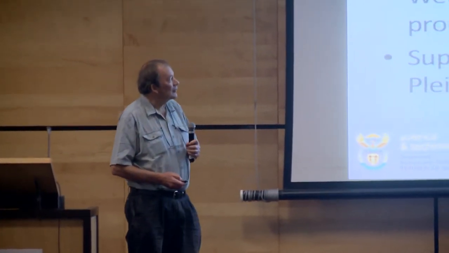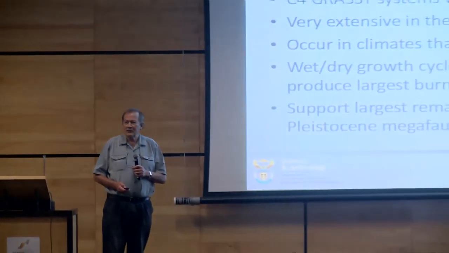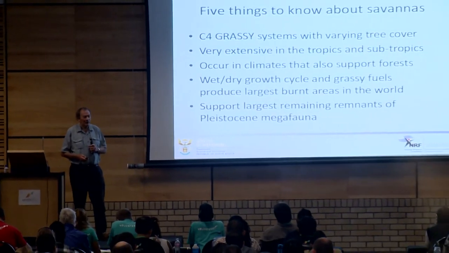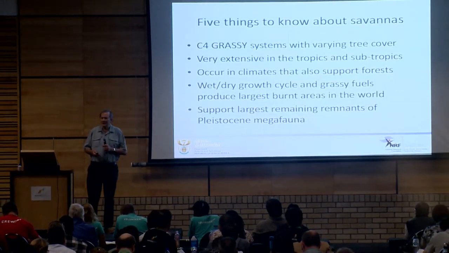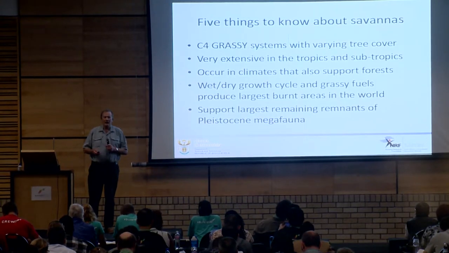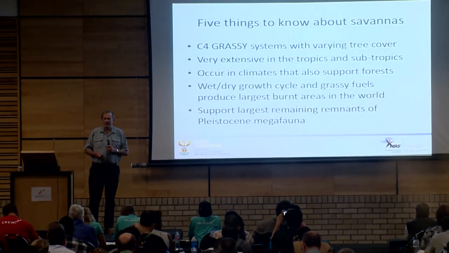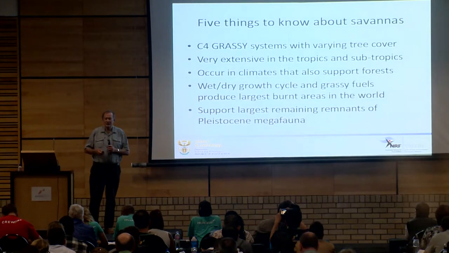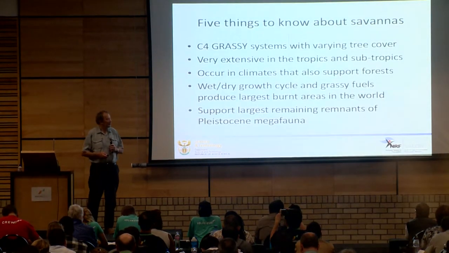So my job here is to talk to you a little bit about savannas, which is the system within which you are living in Kruger National Park. Here are five things you should know about savannas. They are C4 grassy systems. What's C4? C4 is a photosynthetic pathway, and the most important feature of it is it operates very well under low carbon dioxide in the atmosphere. As CO2 increases, C4 plants will be increasingly threatened.